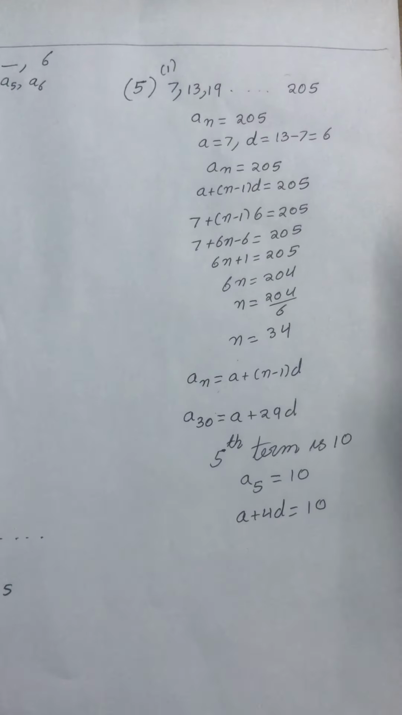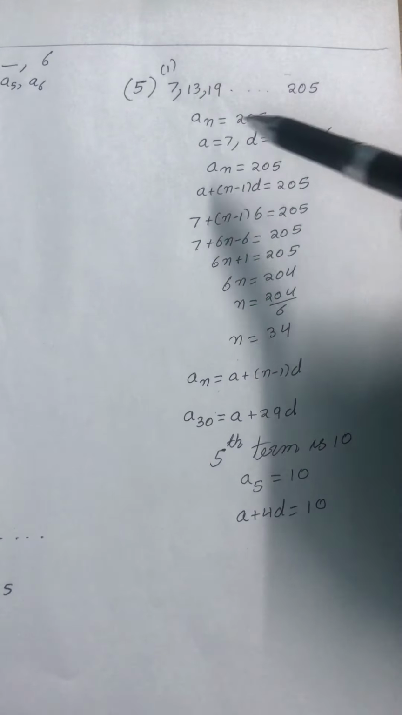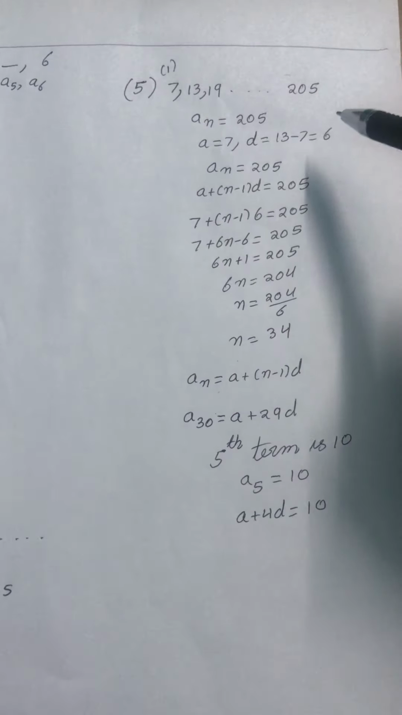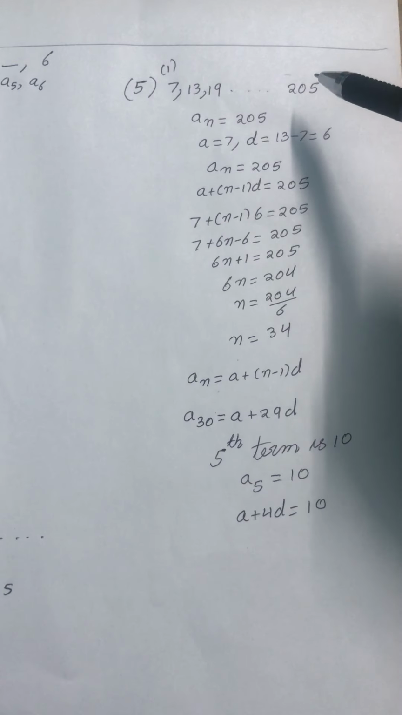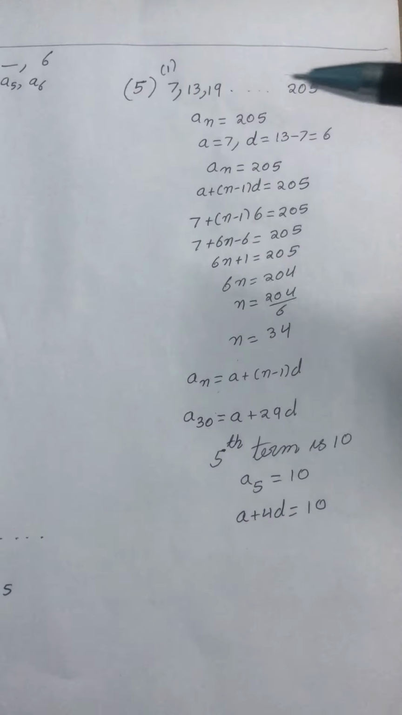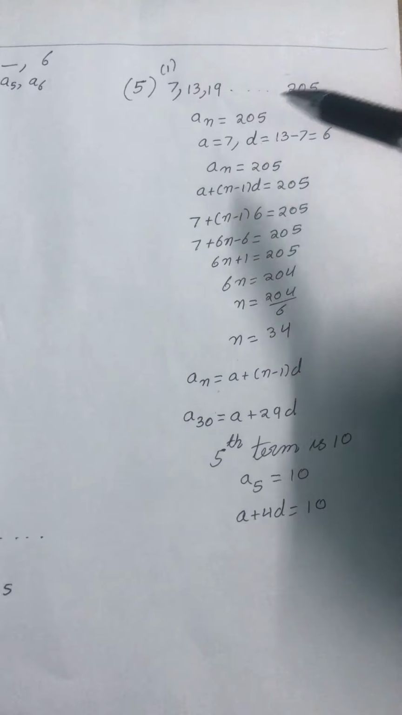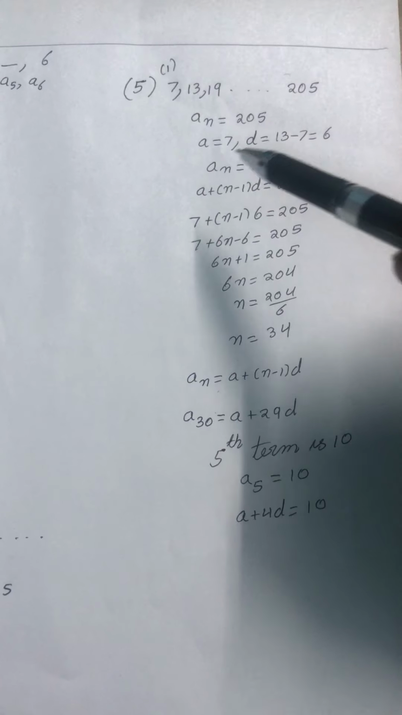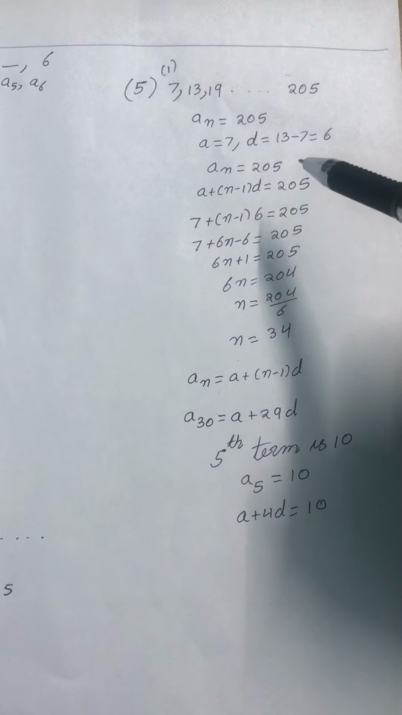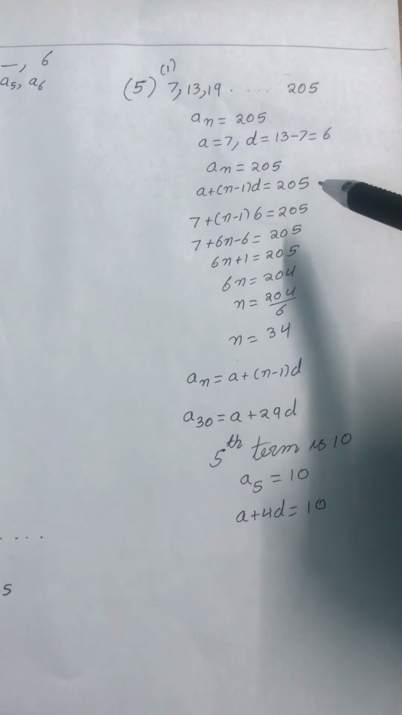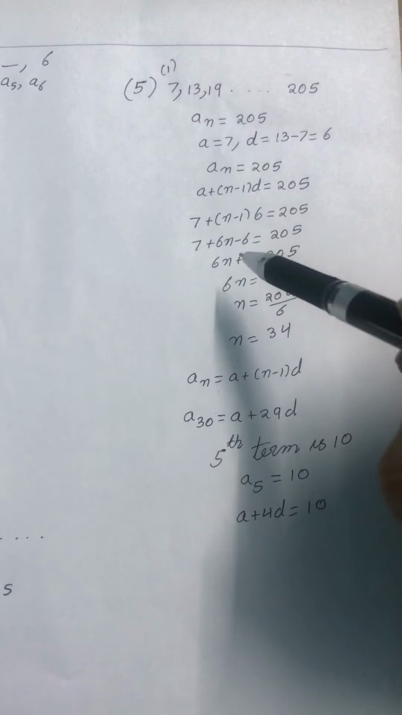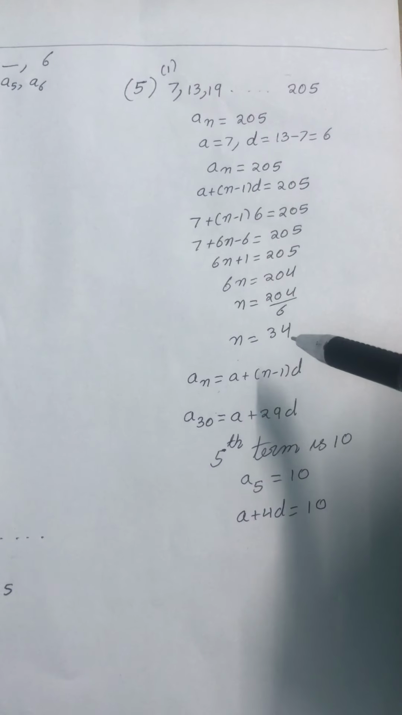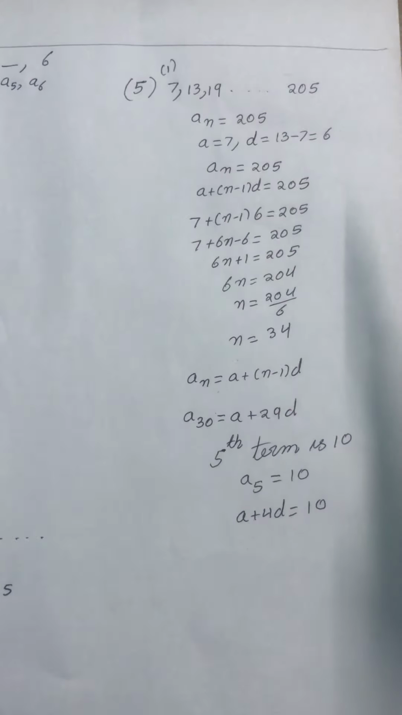Now the fifth question. In the fifth question, the AP is given 7, 13, 19, up to 205. 205 is the last term of this AP, and then they ask how many terms are in this AP. So the last term becomes AN. We substitute AN equals 205, A is 7, D is 6. Apply the general term formula, substitute the values, solve it, open the bracket. So N has come 34. That means there are 34 terms in this AP.